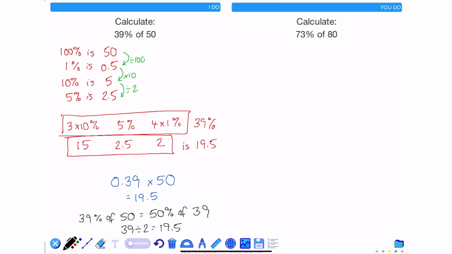Pause the video here and have a go at the question on the right hand side using both the non-calculator and calculator technique. When you're ready for the answer, press play.